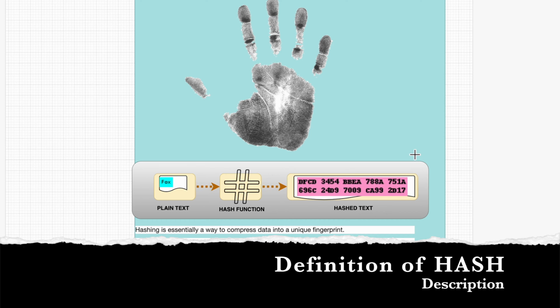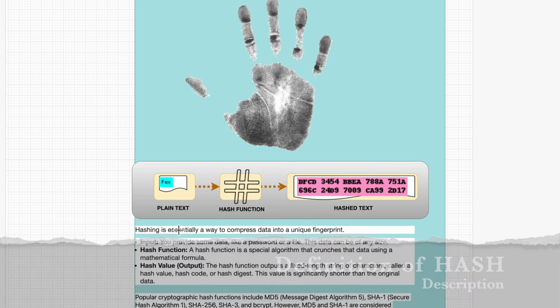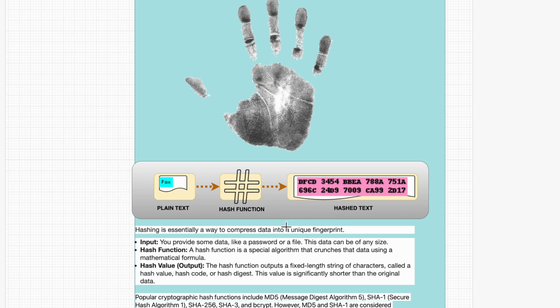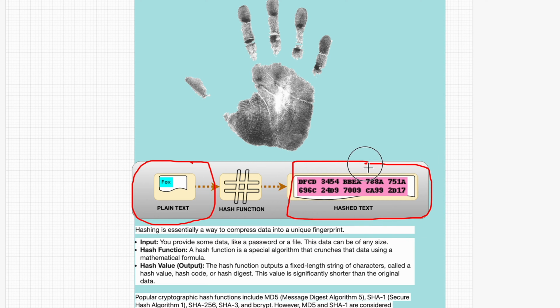So what is a hash function or what is hashing? Hashing is essentially a way to compress data into a unique fingerprint. So we have a plain text and what we get after hashing is a hash text. And what are the properties of this hash text? The hash function outputs a fixed length.